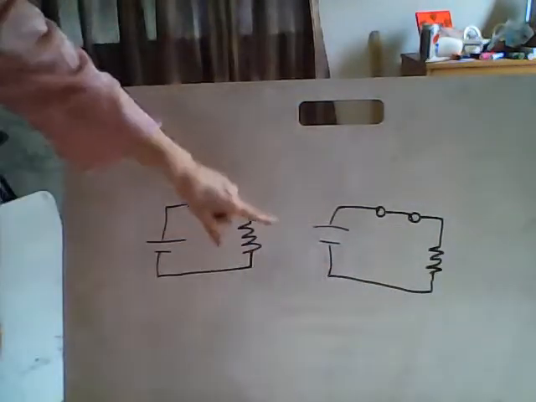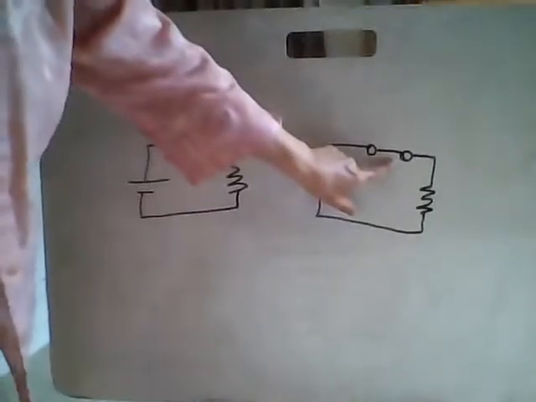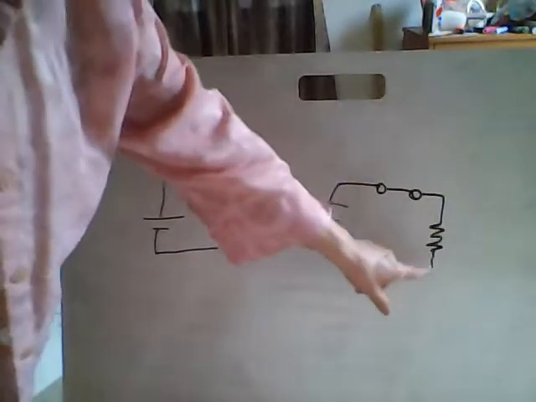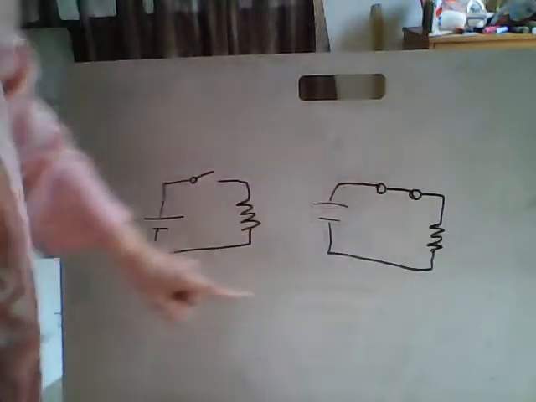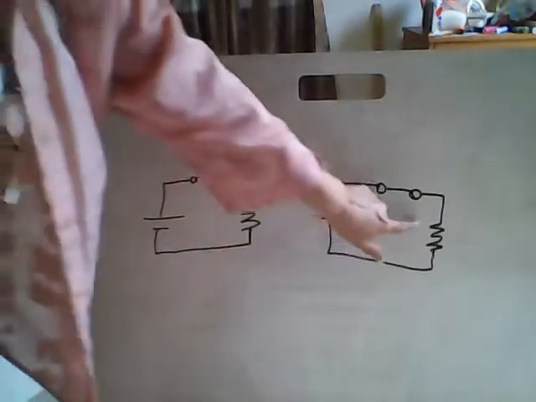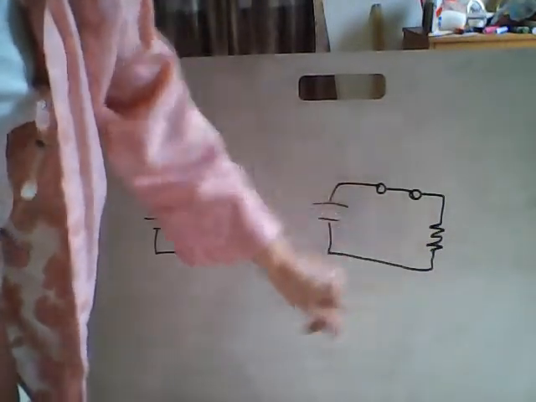So it's important to remember that closed is what we want for a circuit, because that completes the path. This one, the switch is closed. This one, the switch is open. We have no light. This one, the switch is closed. We have a light. This is going to light up.